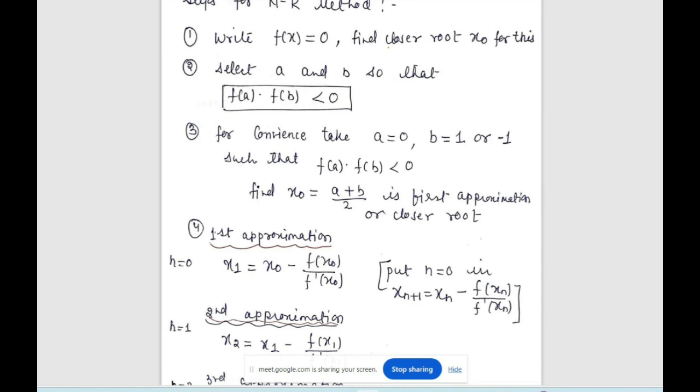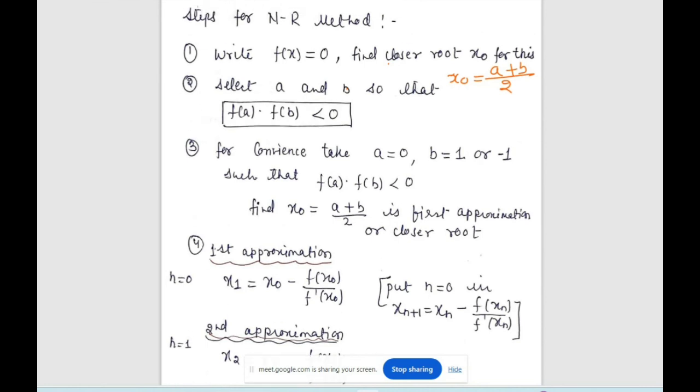Find the closer root x0. How do you find the closer x0? I already told you. Either you can take a as x0, or b as x0, or you can find x0 by finding the mid value, that is, the sum of these divided by 2. So you have to find the closer root, and check whether the product of f at this particular point and the previous one is less than 0. If yes, then you can take this as the initial approximation.